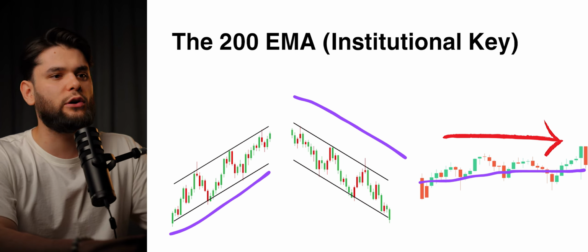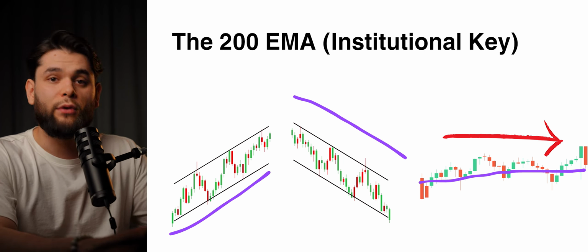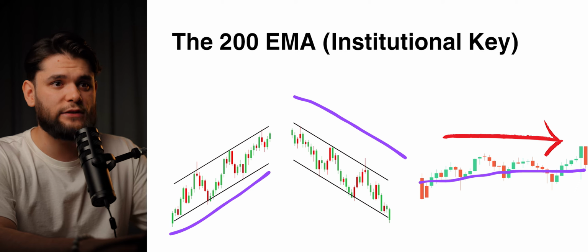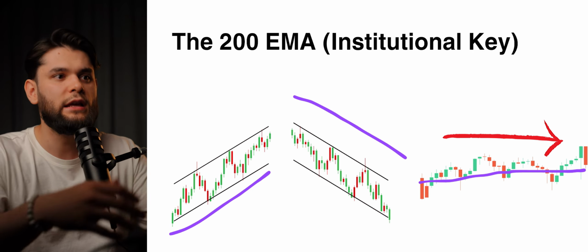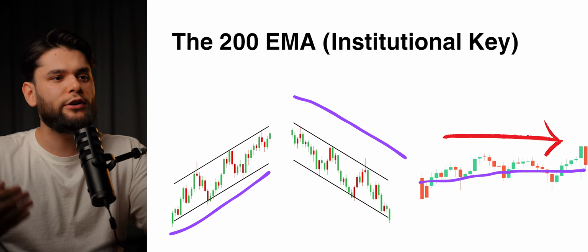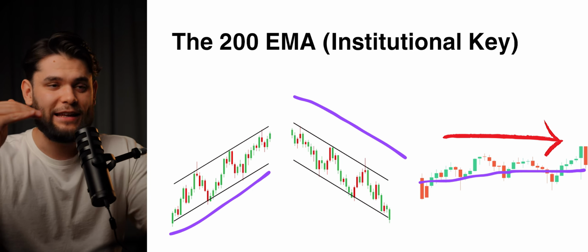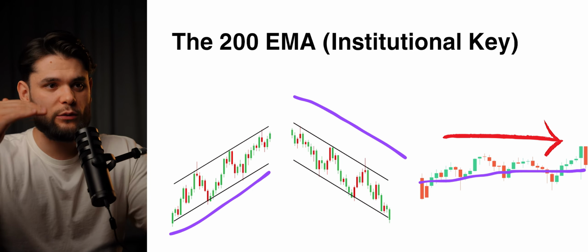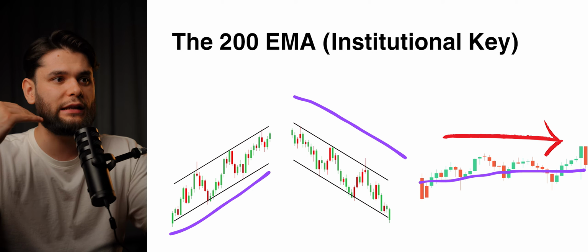Personally, I don't use it to identify the trends, but rather I use it to identify the absence of the trend. And for that, it works perfectly fine. When the 200 EMA goes flat, that means we are in truly rangy market conditions.